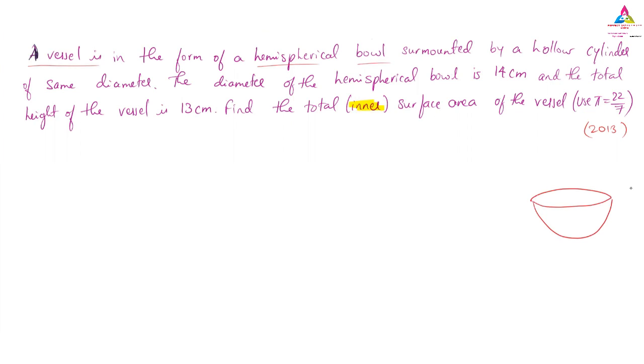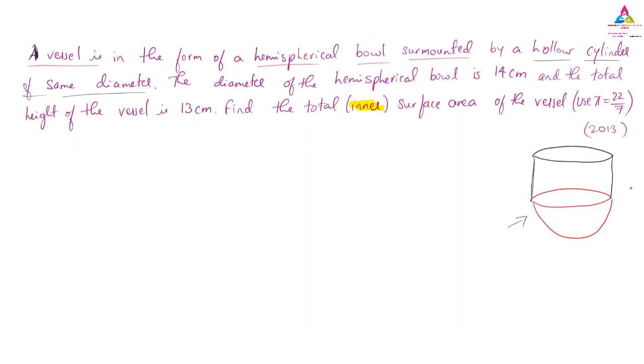And next they have given, it is surmounted by. What do you mean by surmounted? Forming a solid on the top of the given solid. Because here they have given a hemispherical bowl, on above this hemispherical bowl there is a surmounted, means on the top of that we have one cylinder itself. Like this way we have a cylindrical shape, because they have a hollow cylinder of the same diameter.